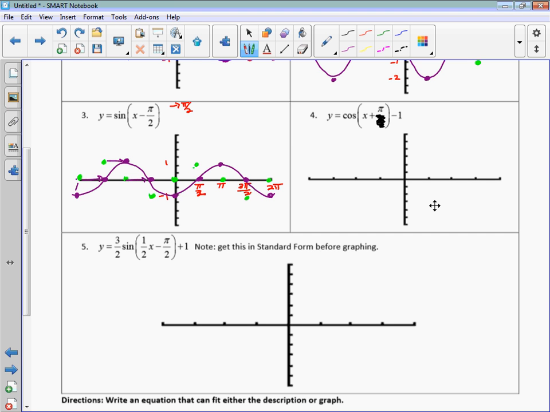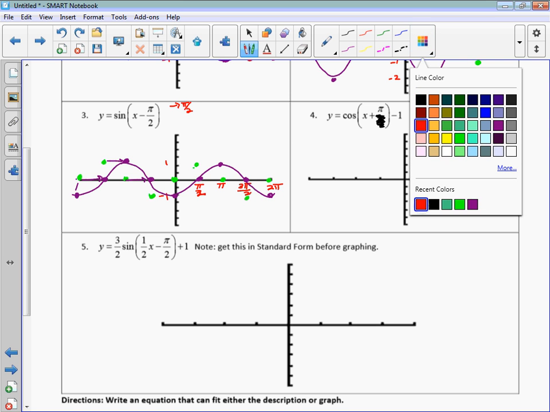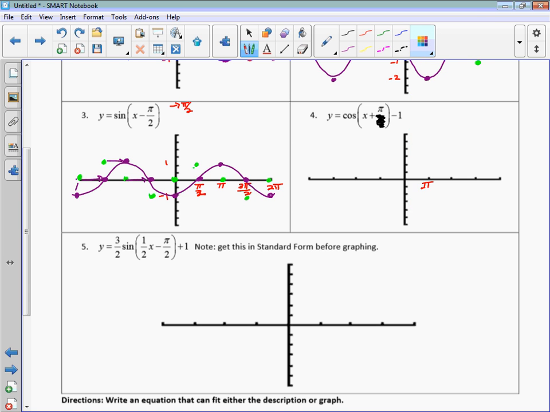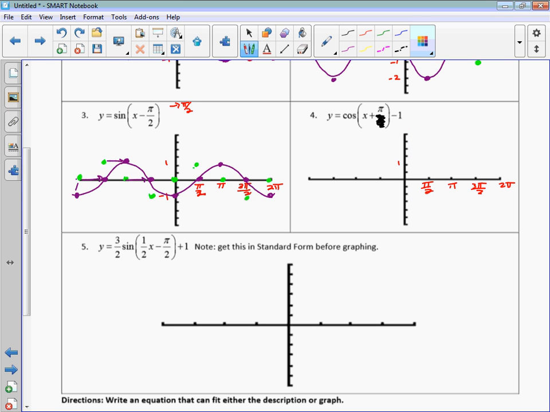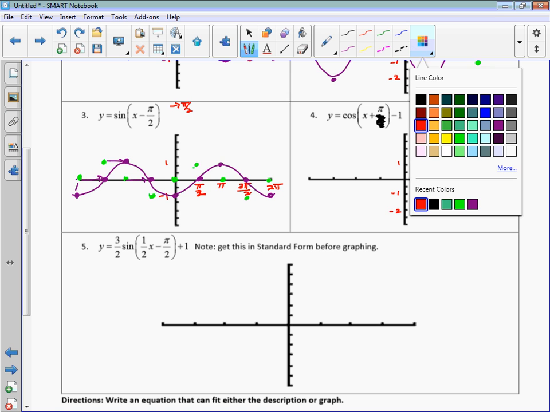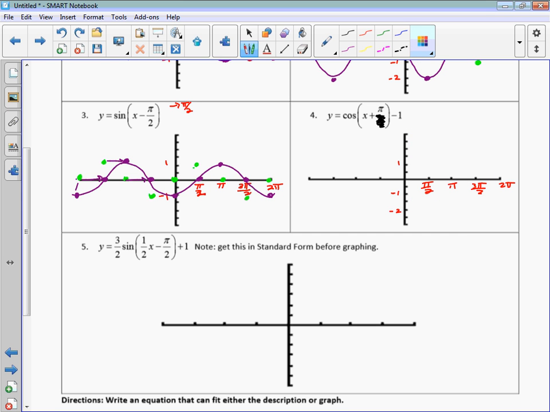Put it up here, let's see how we're doing. Okay, so first my labels. Pi over 2, pi, 3 pi over 2, 2 pi. We're okay with that, right? Okay. I'm going to just put those regular cosine points up here, just as a reference.